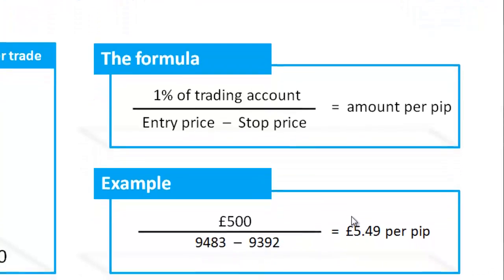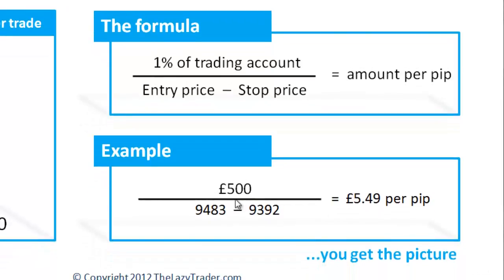So, for example, if we've got £500 risked here, which is 1% of a £50,000 account, and our entry is 9483, and our stop loss is at 9392, we have a difference of 91 pips between our entry and our stop loss. So what we do is we divide 500 by 91. And that figure gives us £5.49, and that's our stake size.